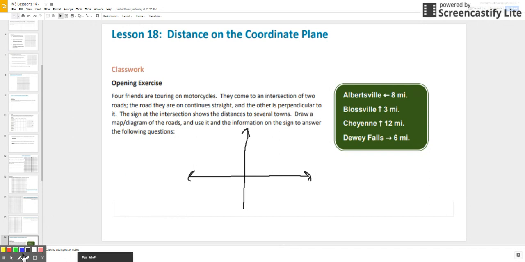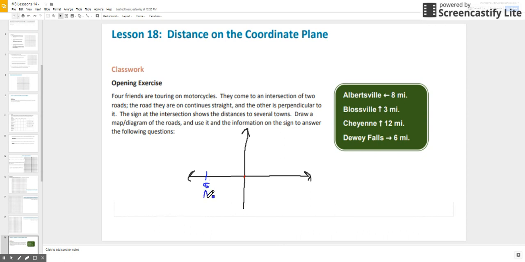So what we're going to do is label these points on this coordinate plane. Let's first talk about Albertsville, which is 8 miles to the left. If we're sitting at the intersection, right here at the origin where they cross, and the arrow is pointing to the left, then if we go 8 miles to the left here, let's put an 8. We run into Albertsville, so let's put an A underneath it.